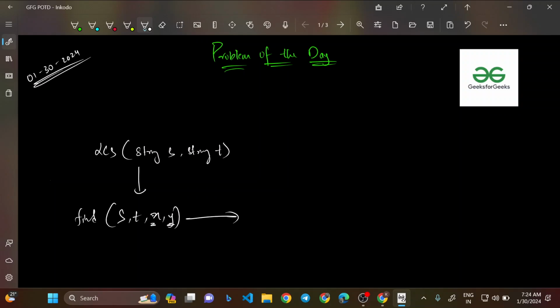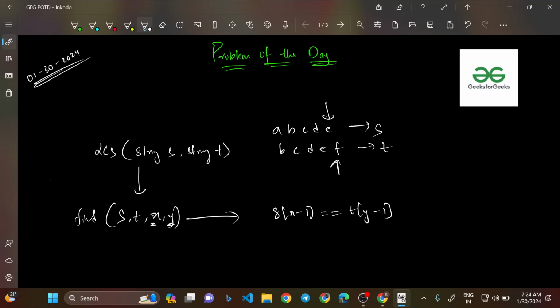So what we'll be doing after this, in the find function, is comparing S of X minus 1 and, if it is equal to T of Y minus 1. So we are starting from the last index. Let us assume the string S is A B C D E, and this string T is B C D E F. So first we'll be comparing these two last characters. This is the first if condition.